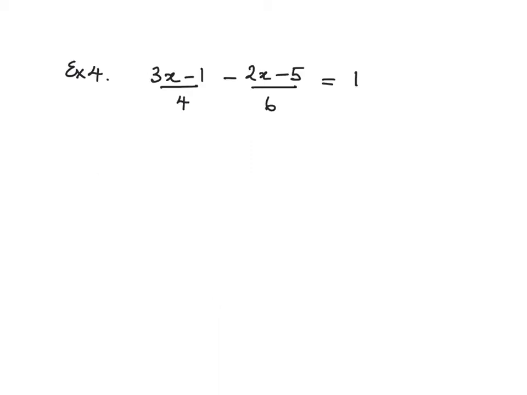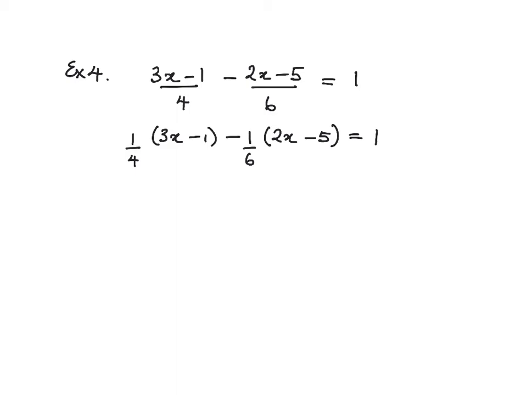Fourth and final example. We've got a dividing 4 and a dividing 6. Now what I'm going to do first is to change the appearance of the equation. I'm going to bring that dividing 4 out and write it as a quarter. I'll put a bracket around the 3x minus 1. I'll take that 6 out, write it as a fraction 1/6, and then a bracket around the 2x minus 5 equals 1. So there we have it, just changing the appearance.